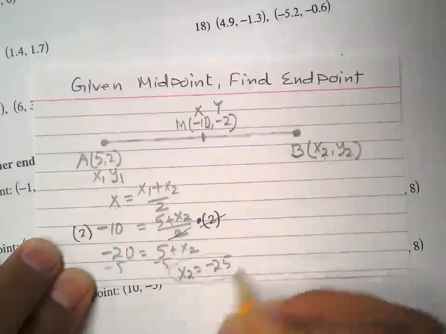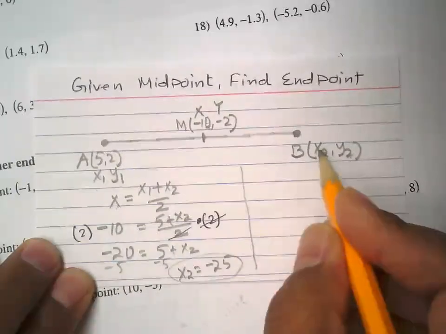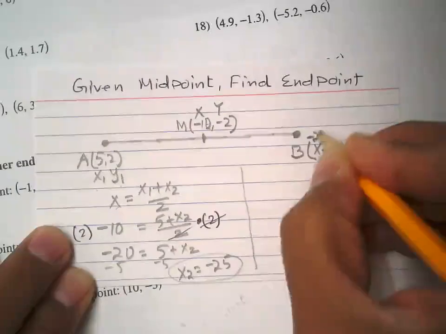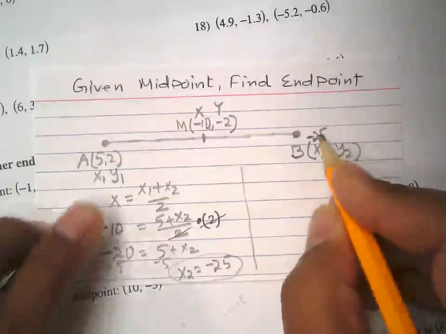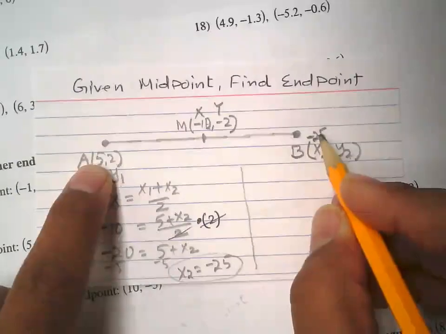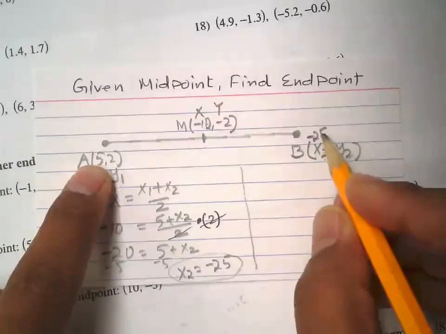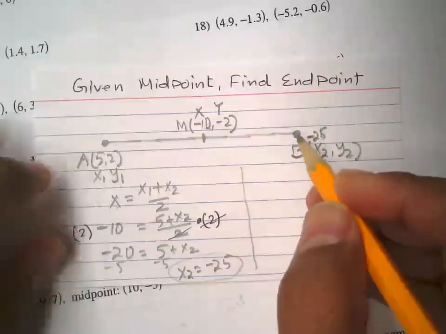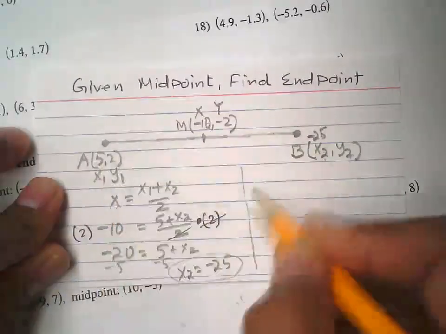Let's see if this makes sense or not. Watch. If x2 is -25, and I add -25 plus 5, that is -20, divided by 2 is -10. That makes sense, right? Now, in the same way, can you find me the y?